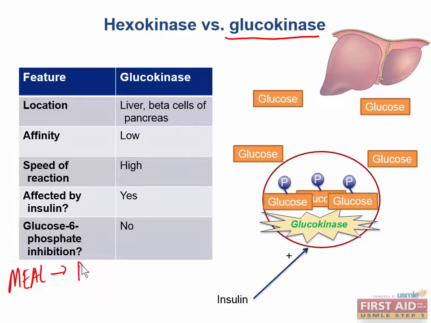Well, you're going to get a lot of glucose in the bloodstream. If you have a lot of glucose in the bloodstream, it's going to activate beta cells in the pancreas, which are going to release a lot of insulin. And here I can just kind of draw an arrow here.